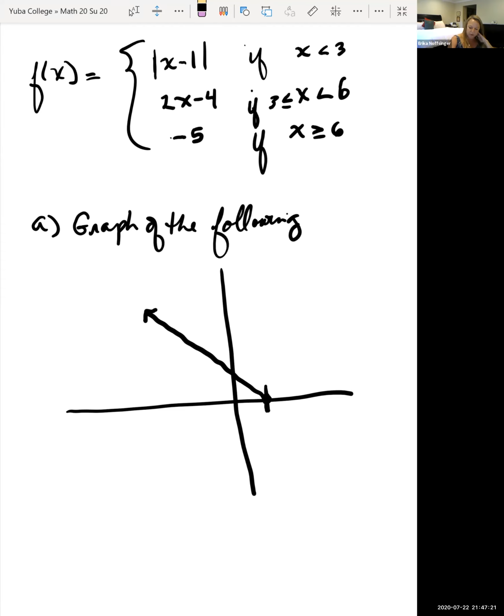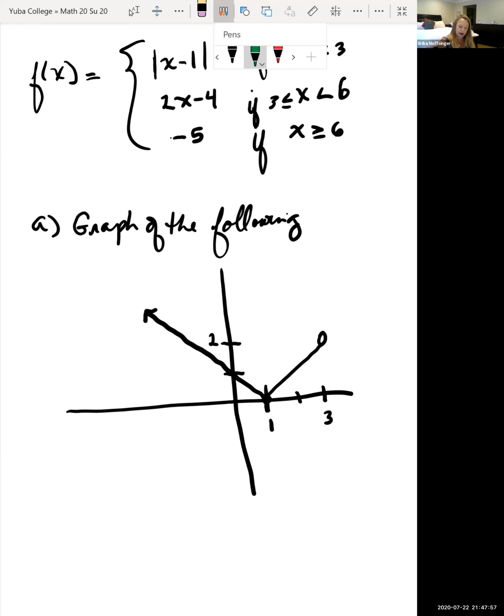But we need to stop when x equals 3. If we plug this in, we can figure out what y is. So the absolute value of 3 minus 1, 3 minus 1 is 2. Absolute value of 2 is 2. So at that we have 2. But it's an open circle because it's not included on that piece of the graph.